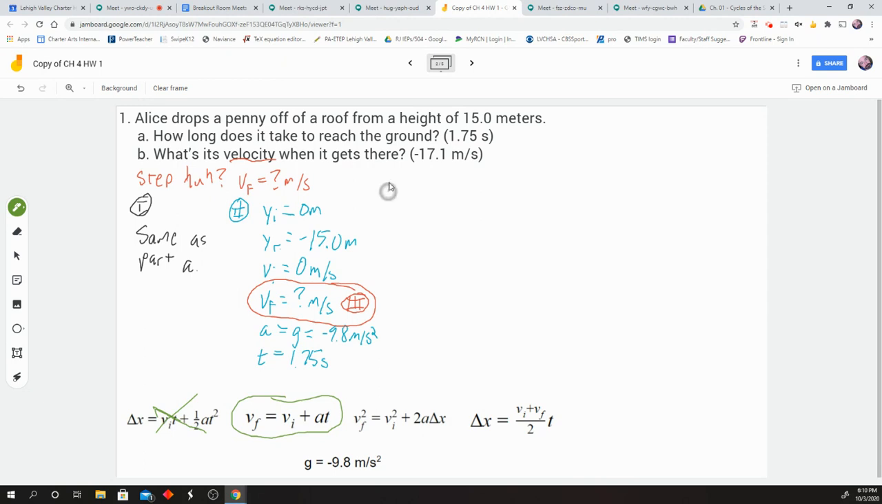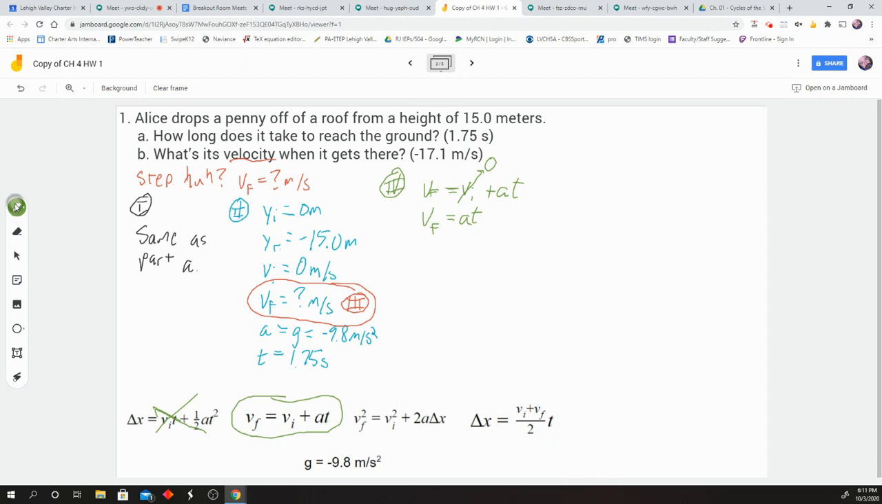So for step 4, pick an equation. Whenever you can, use number 2. Second equation is the best one. V final is equal to V initial plus AT. Do we have any useful zeros? We do. V initial is 0 meters per second, so that means this term just goes away. That gives us V final is equal to AT.